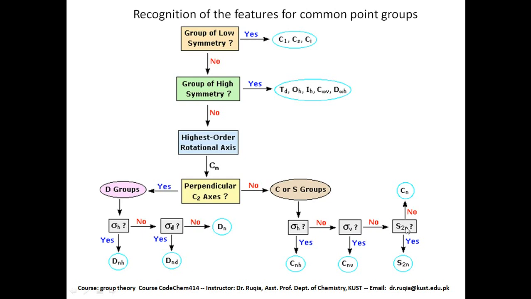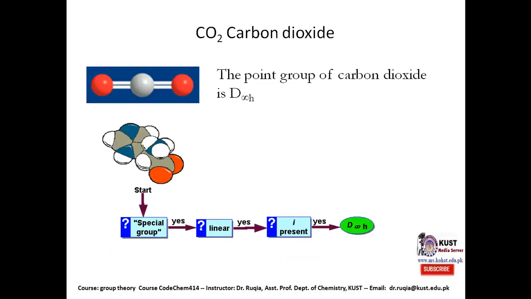If the vertical plane is also missing, we look at the improper axis of rotation. If the improper axis of rotation is there, it will belong to S2n groups. If it's missing, it will belong to the Cn group.